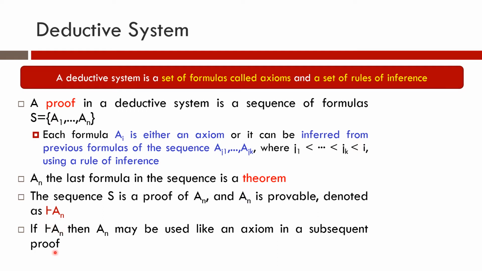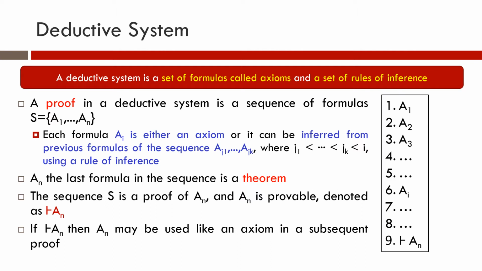And if An is provable, then we can use An as an axiom in a subsequent proof. So this is the sequence of formulas which we use to prove An. An, which is the final formula, is called a theorem, and this sequence of formulas A1 to An is the proof of An. So that is what a deductive system is.